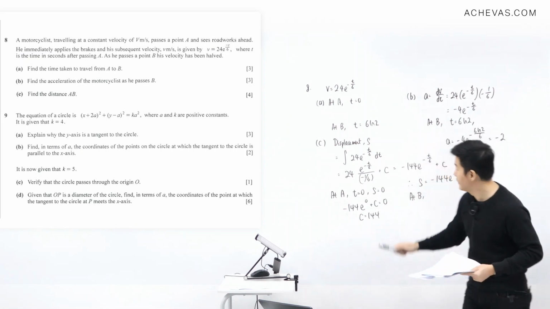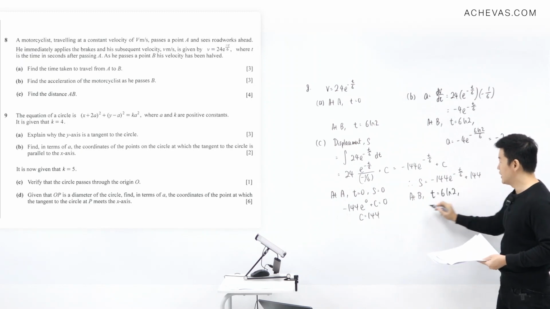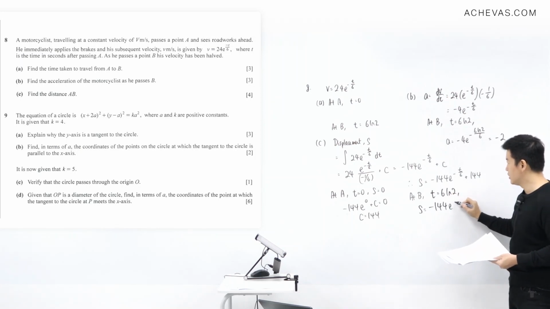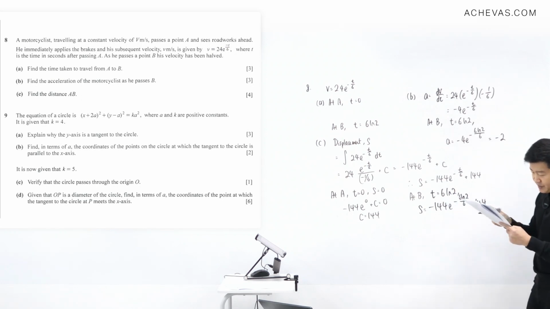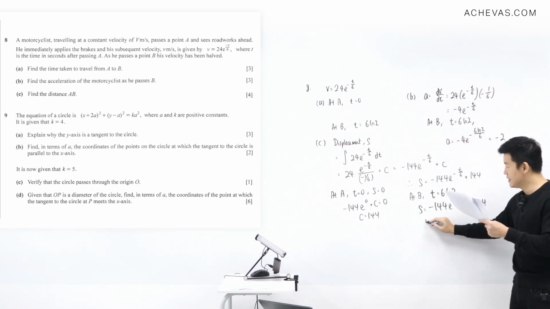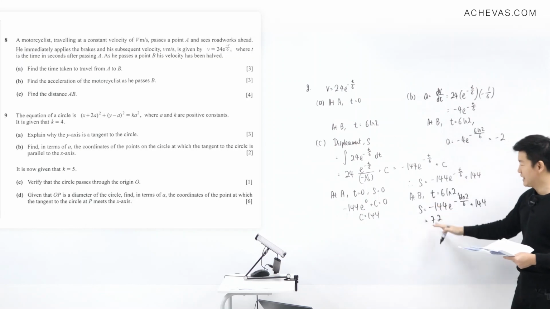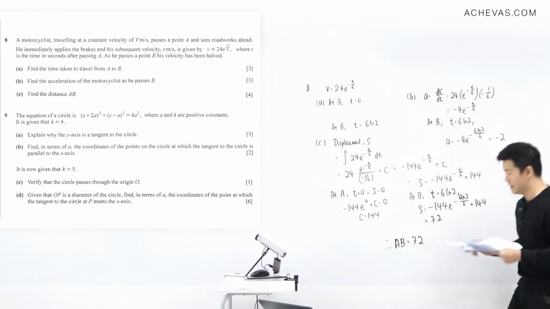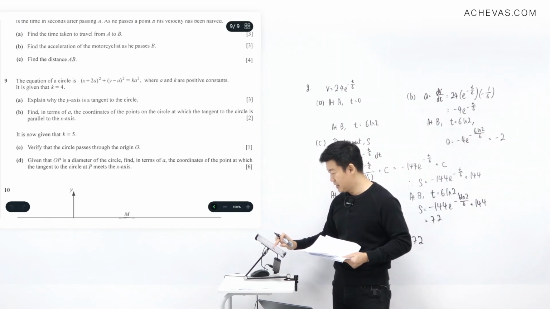And then at the point B, the time changes. At B, time is equal to 6 ln 2. So let's find the displacement at B. The displacement will be minus 144 e to the power of minus t, which is replaced by 6 ln 2 over 6, then plus 144. The displacement here is equal to 72. So at A, the displacement is 0. At B, the displacement is 72. Therefore, the distance AB is going to be equal to 72. This is question number 8. Let's move on to question number 9.